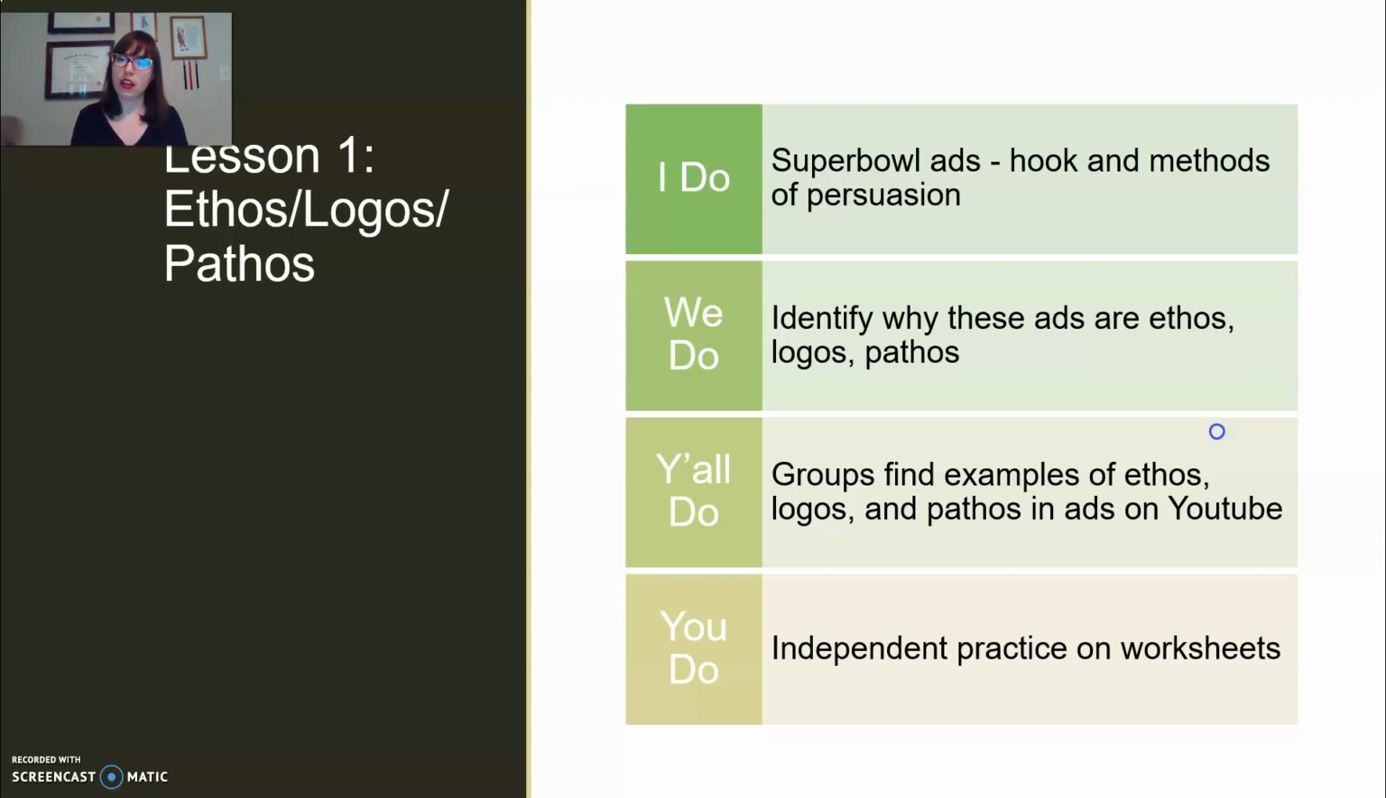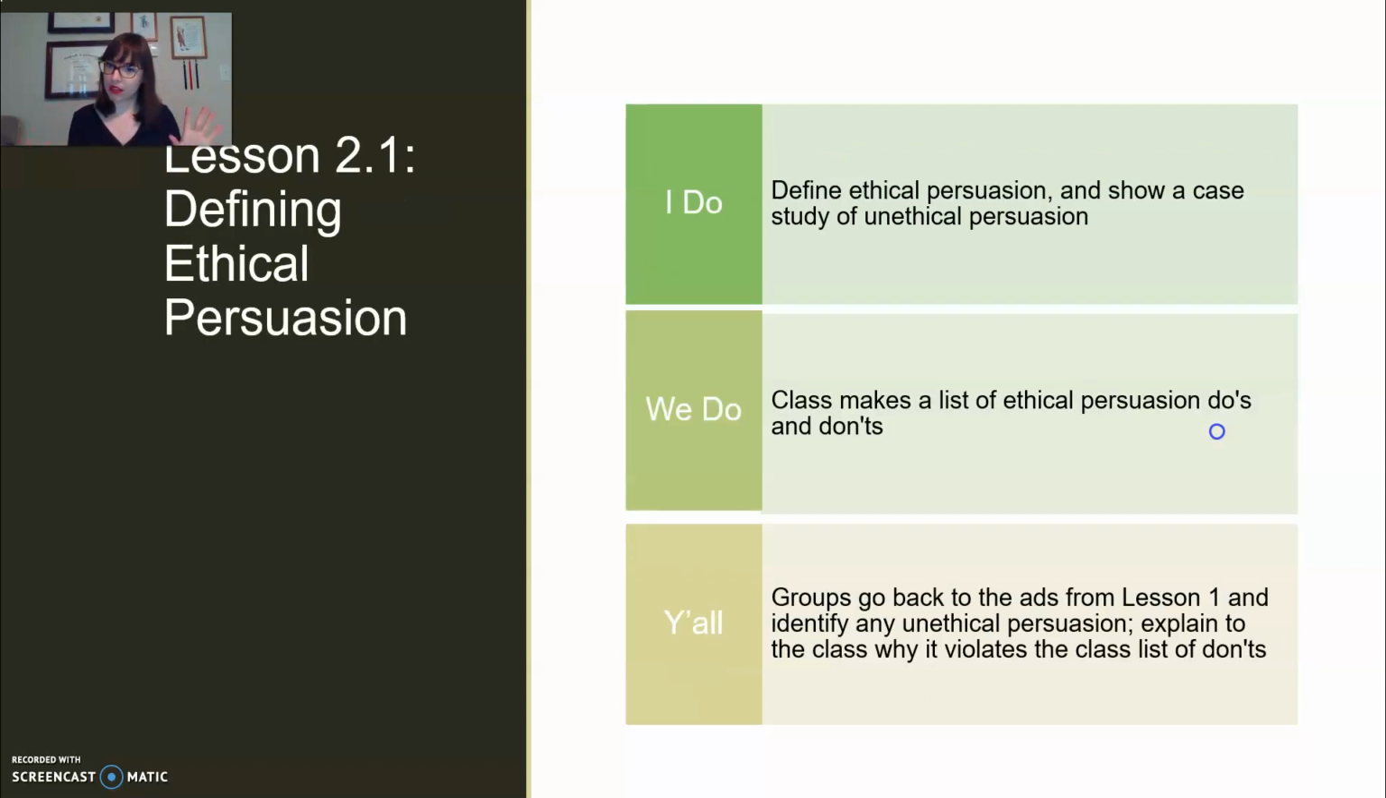And for homework, or maybe starting at the end of class that day, students would have independent practice identifying verbal examples of ethos, logos, and pathos on worksheets. So just really getting that skill down for them. Lesson 2 is kind of broken up across multiple days.